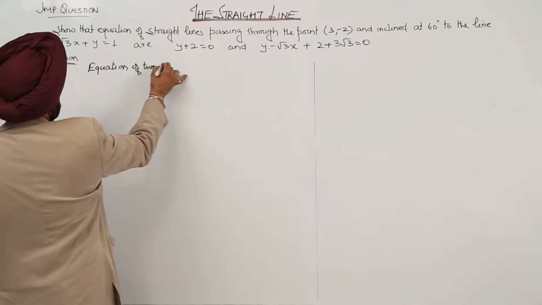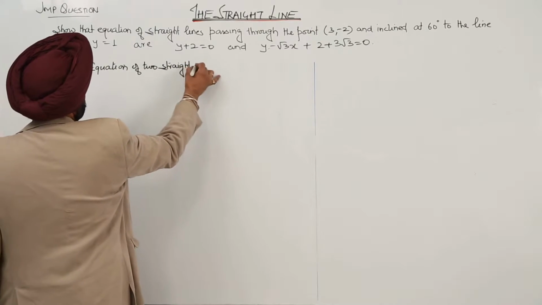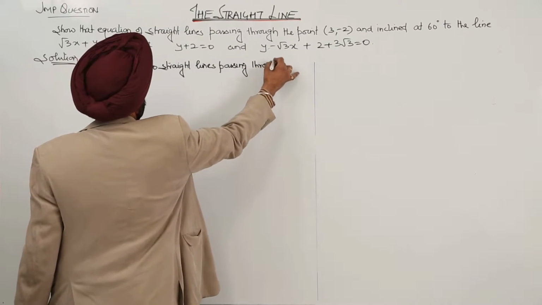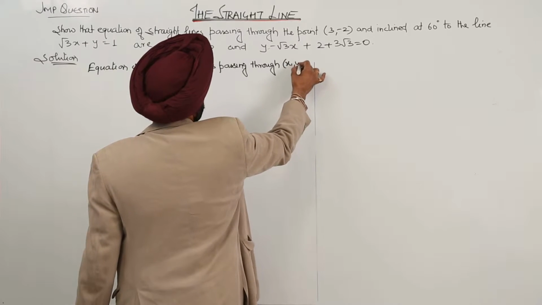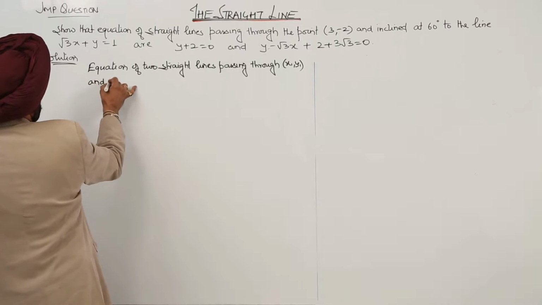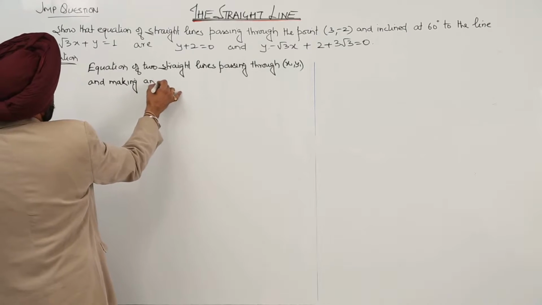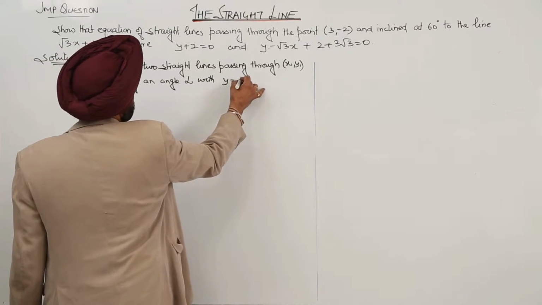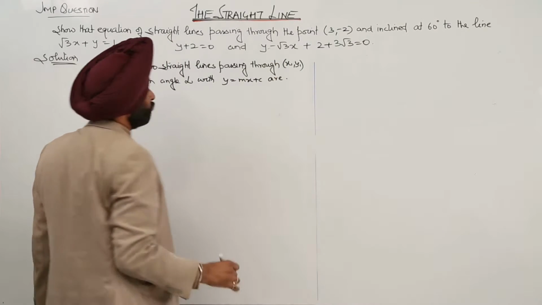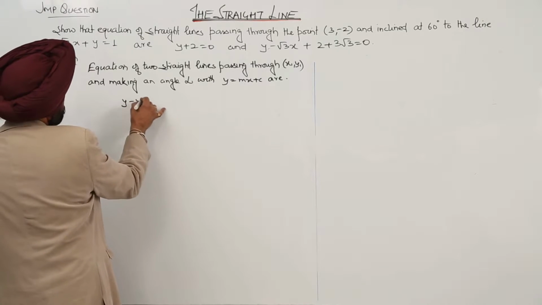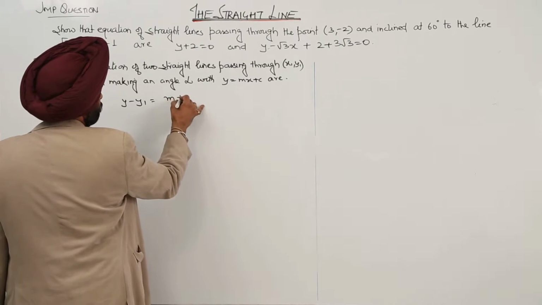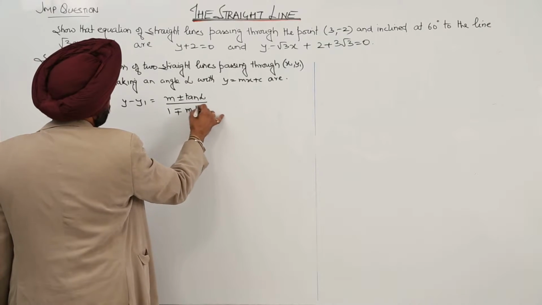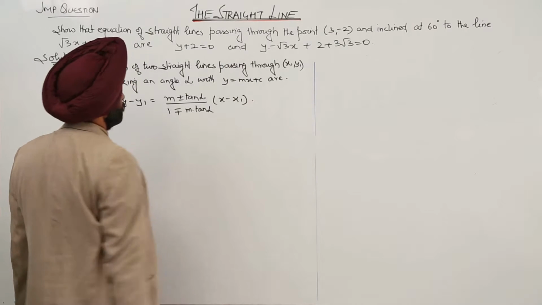Now equation of two straight lines passing through the point, say let it be x1 comma y1, and making an angle alpha with y is equal to mx plus c. Now what is the formula? The formula is y minus y1 is equal to m plus minus tan alpha upon 1 minus plus m times tan alpha, with x minus x1. Okay, this is the formula.